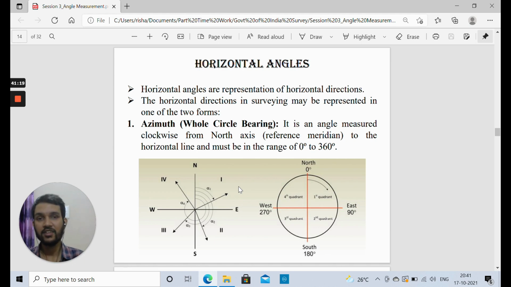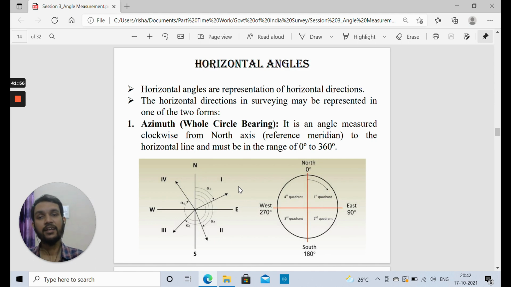So the prismatic compass basically gives us whole circle bearing, that is the angle from 0 degree to 360 degree. And the surveyor's compass gives us the quadrantal bearing, meaning the angle it reports will be an acute angle between 0 degree and 90 degree, but it lets us know in which quadrant this particular angle lies, whether it is northeast, northwest, southeast or southwest, so that we get an idea in which direction this angle is pointing. So this we will get to know one by one.